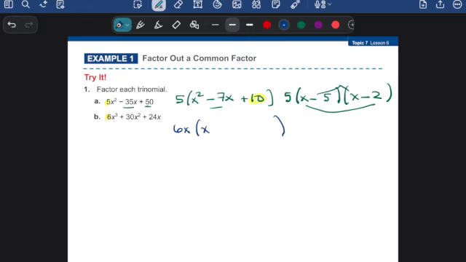6x times x squared will give me 6x cubed. 6x times positive 5, and one more x, because I have x, I need 2. And 6 times positive 4 gives me 24, and I already have the x. Then we're going to break that trinomial into 2 binomials and factor one more time. X, and 4 and 1 will give me positive 5.